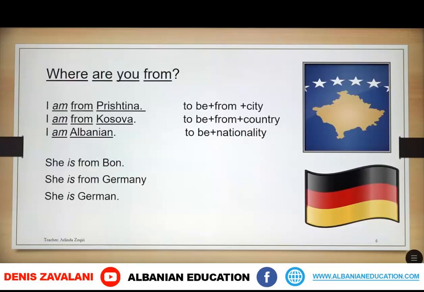Where are you from? I am from Pristina. I am from Kosovo. I am Albanian. She is from Bonn. She is from Germany. She is German. So, when you tell where you are from, you use the verb to be plus from plus the city or the country that you are from. When you tell your nationality, then you use only the verb to be plus nationality.